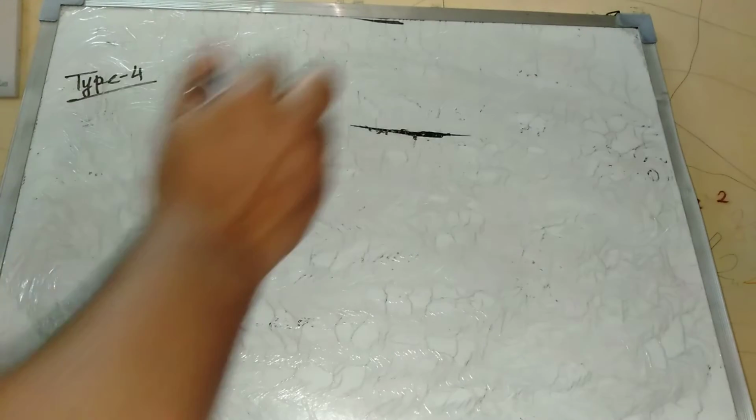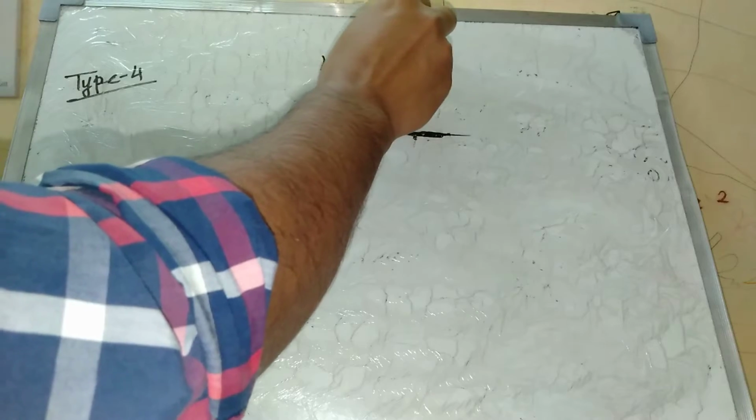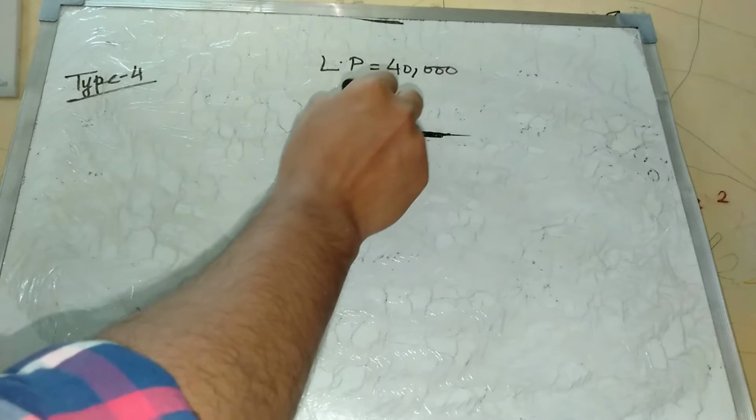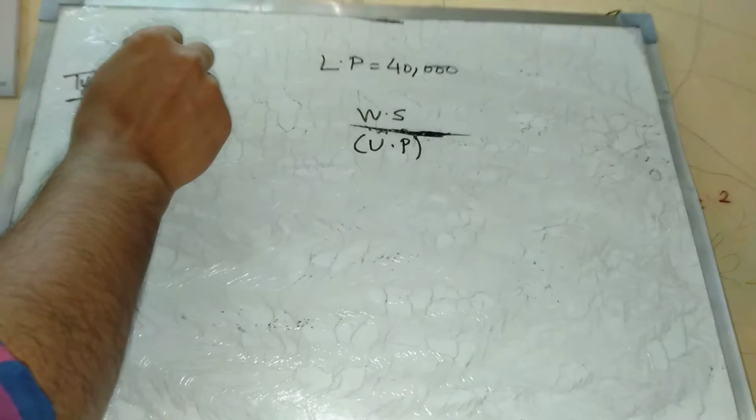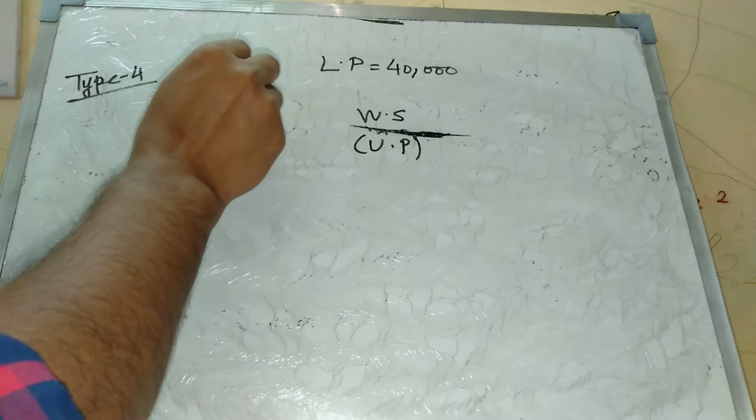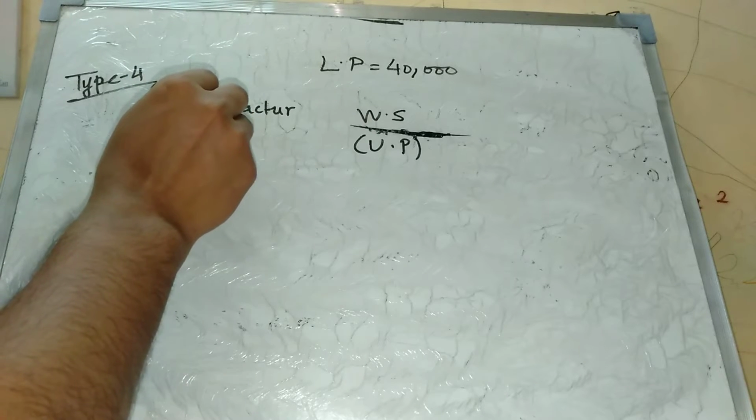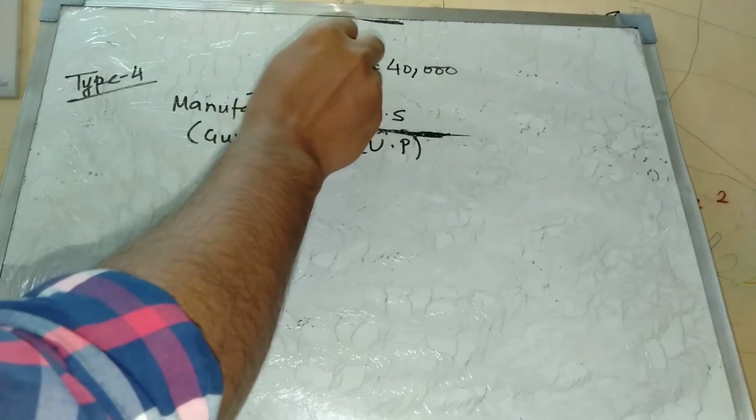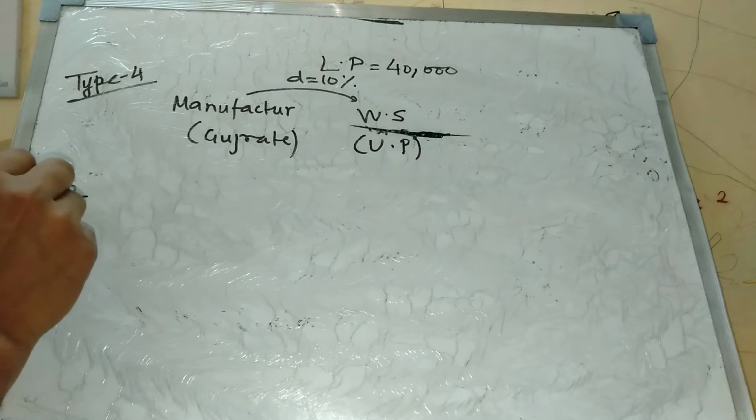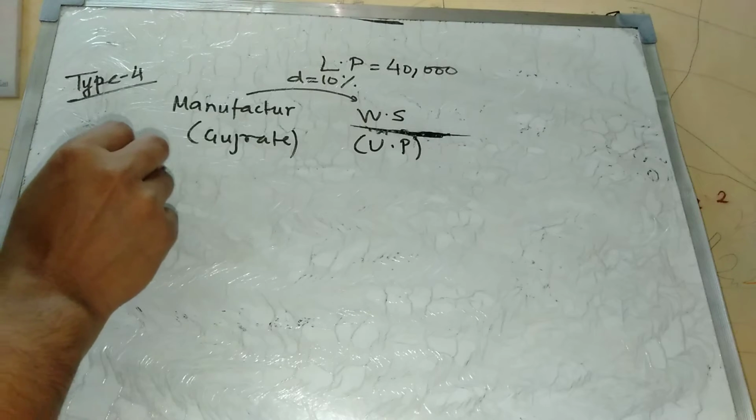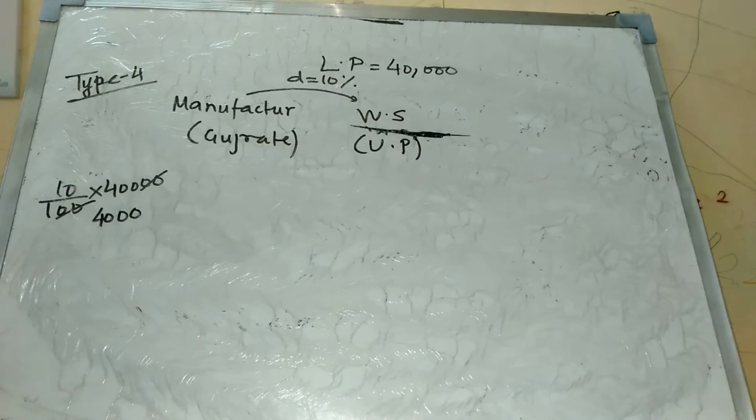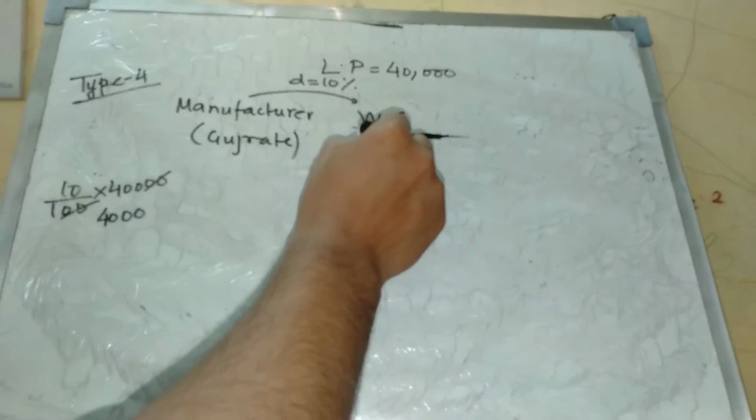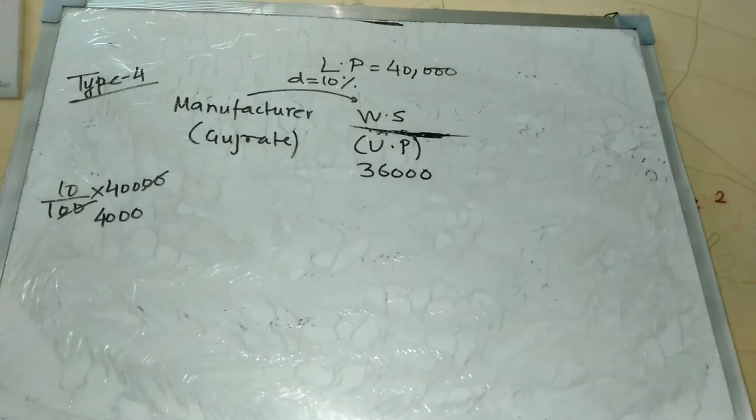The list price of the article is given as 40,000, and a wholesaler of Uttar Pradesh buys the article from a manufacturer of Gujarat at a discount of 10%. So, 10% of 40,000 means he gets a discount of 4,000 from the manufacturer. So he gets the article for 36,000 rupees.